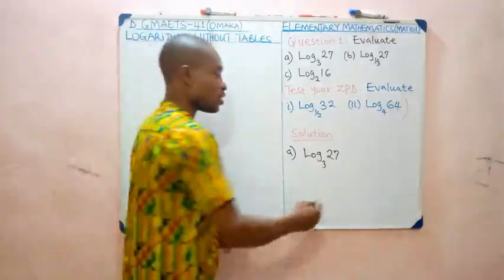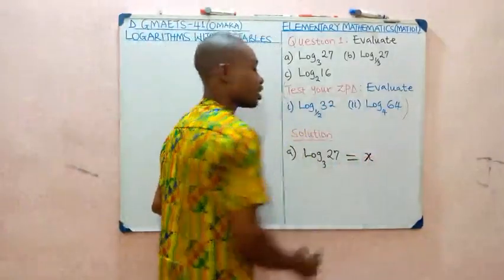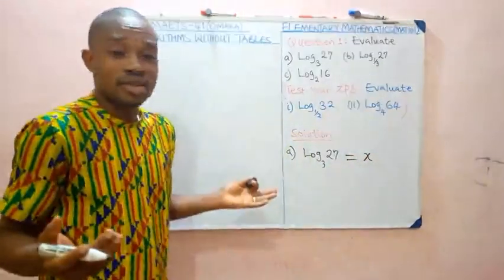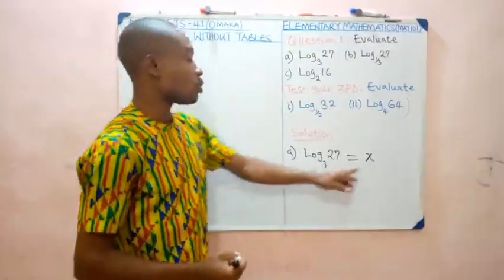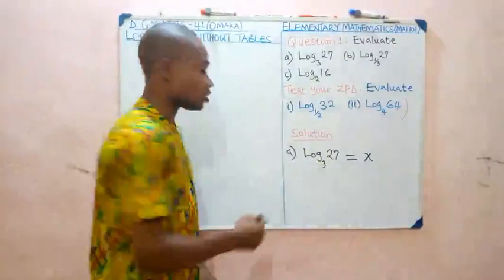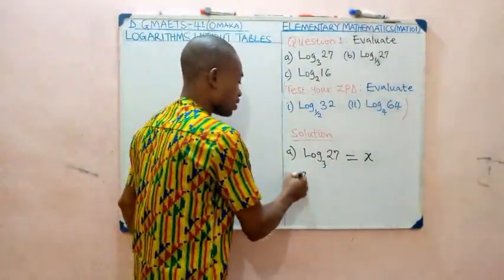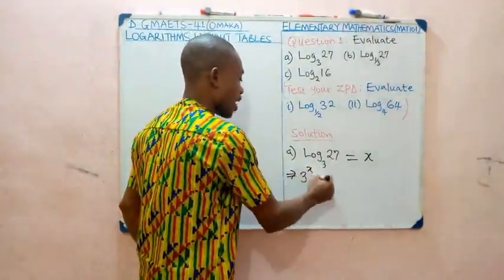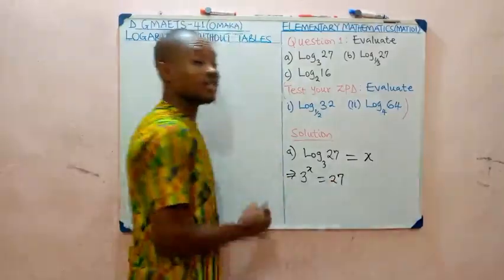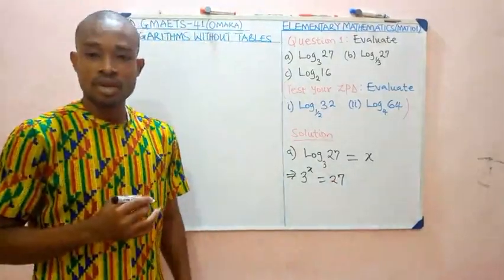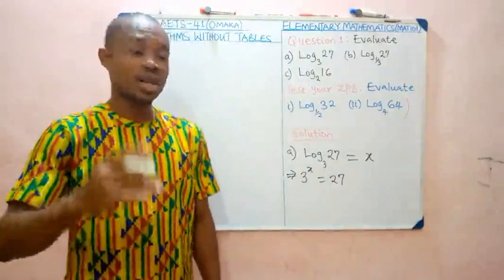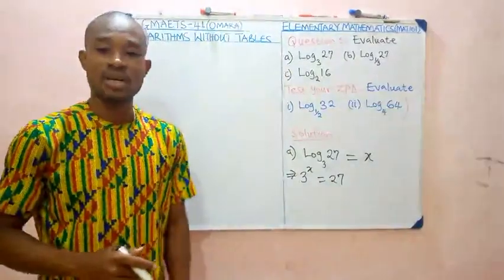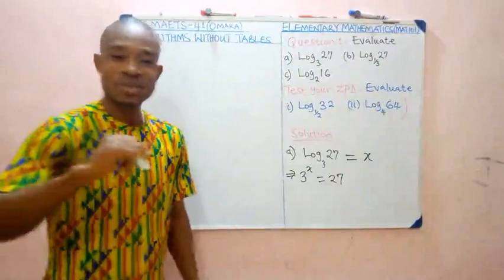But how do we solve this? All we needed to do here was to make it equal to x. X is the unknown. So now apply the definition of logarithm: this base to power x will give us 27. So we can now write, it implies that 3 raised to power x is equal to 27 by definition of logarithm. So we look for a way to break down this 27 so that it will have the same base as this 3. This will take us back to the initial equation.